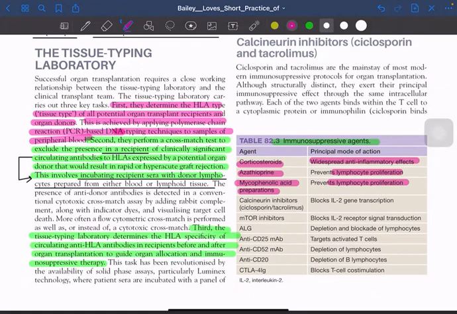Then calcineurin inhibitors block IL-2. mTOR inhibitors also block IL-2, but the difference is that calcineurin inhibitors block IL-2 gene transcription, while mTOR inhibitors block IL-2 receptor signal transduction. Transcription: calcineurin. Transduction: mTOR inhibitors.